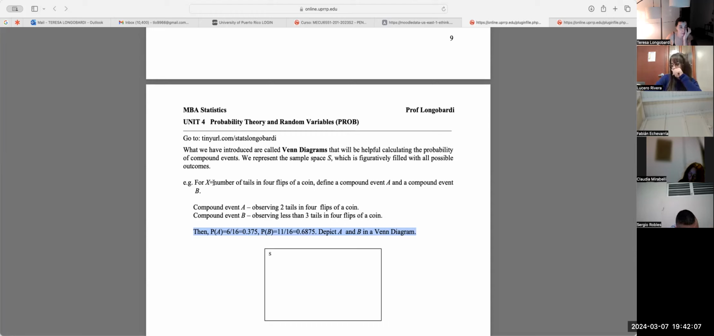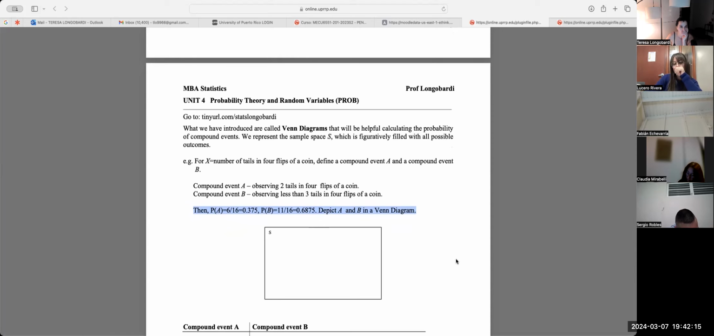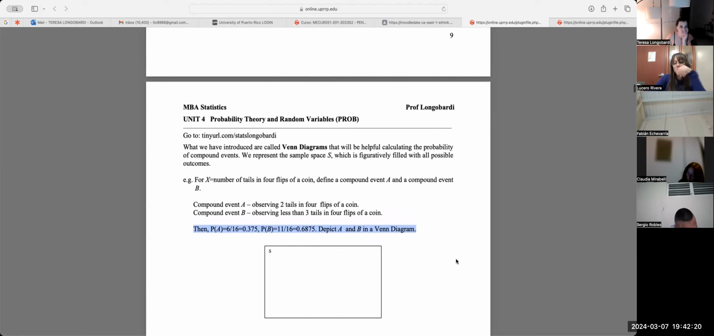So how would you depict? Just looking at those numbers, are A and B complementary, disjoint, overlapping, or independent? What would you say their relationship is? Can you tell by the numbers?